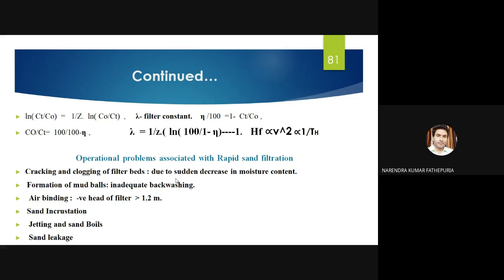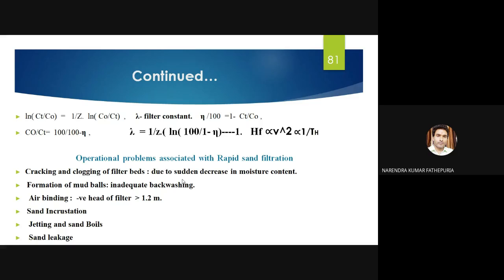Then sand incrustation. It may occur either due to the deposition of sticky gelatinous materials from the influent water, or due to after-crystallization of calcium carbonate in the case of sand grains. This is the reason for it. Sodium hexametaphosphate may also be used for small plants to keep calcium carbonate in a dissolved state, so you can remove that.